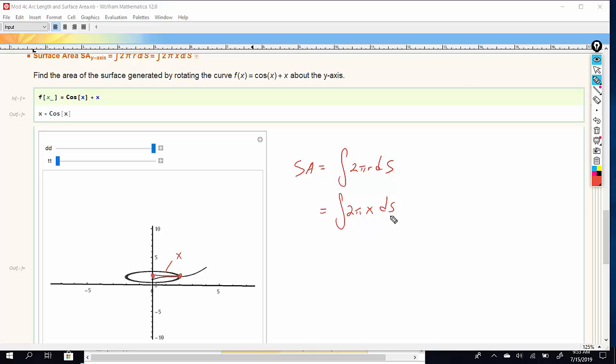Now the question is, depending on the ds representation I choose, I might leave my radius as x, or I may have to convert it into a function of y. In our last problem, we used ds to be the square root of 1 plus my derivative squared, and this resulted in a function of x. Because that's a function of x, I can leave x in for my radius value and just integrate that over my interval. Now let's do that calculation in Mathematica.